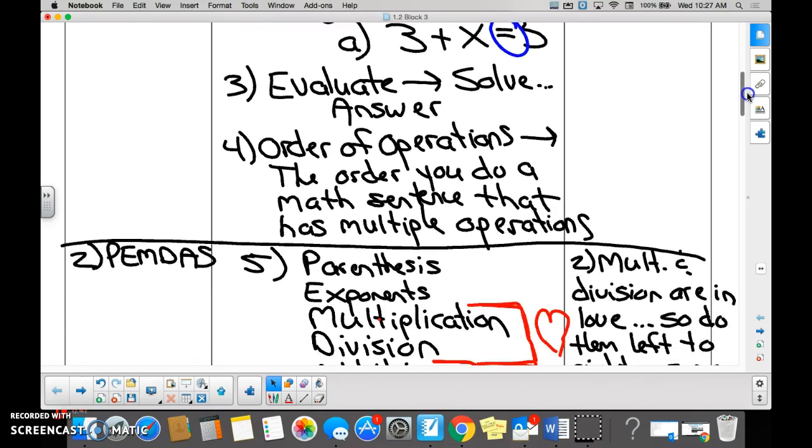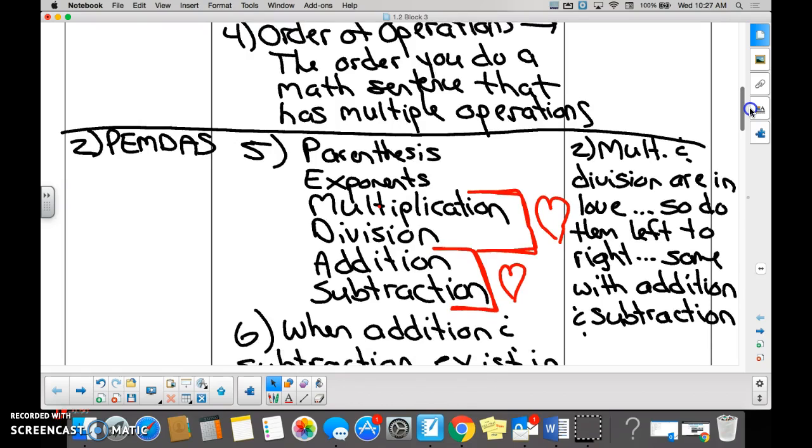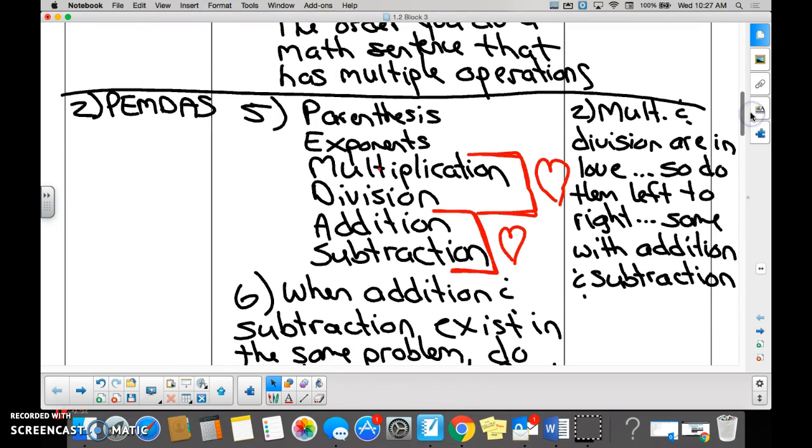Solve and order of operations. All of you pretty much were set with the PEMDAS when I rolled down to number 2, but this is where we got into some problems. Multiplication and division are what, everyone? In love. Addition and subtraction are what, everyone? In love. In love.